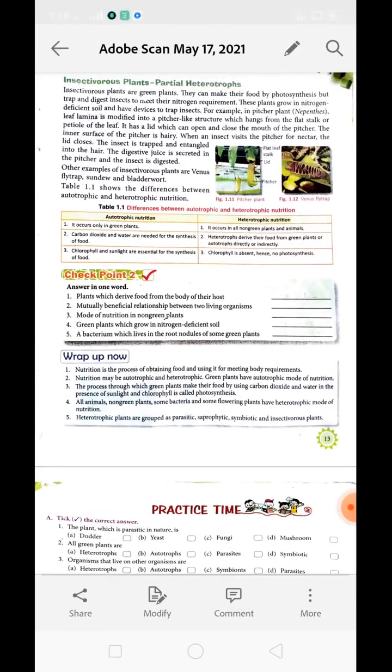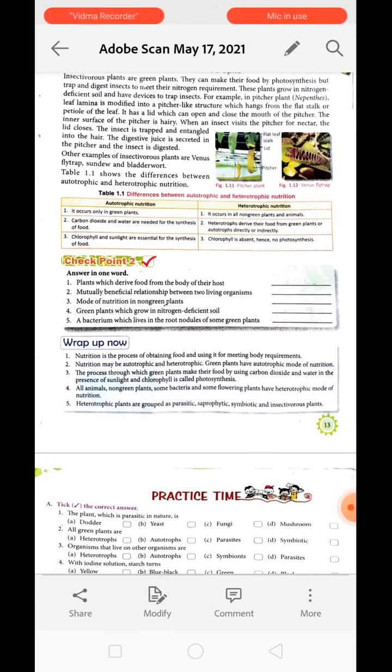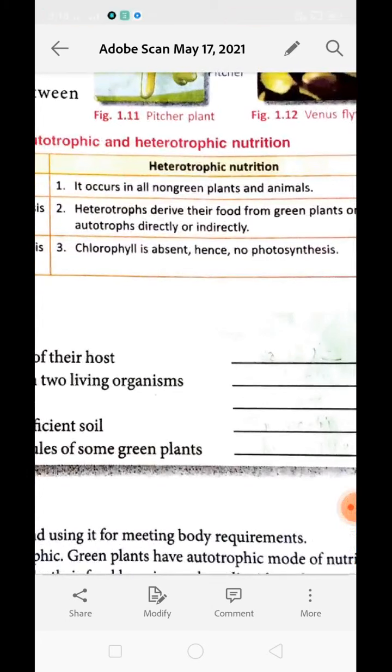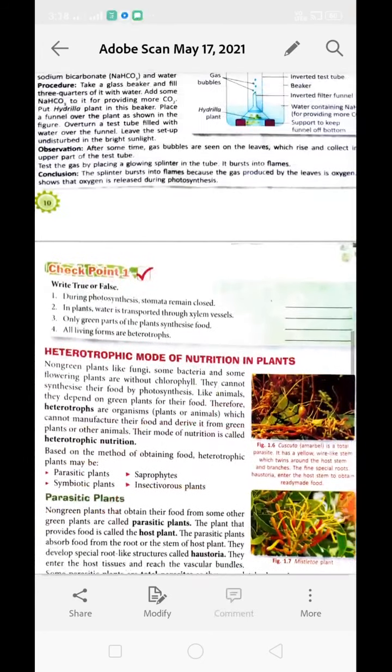Basically, autotrophic is a mode of nutrition in which green plants perform photosynthesis to prepare food. To perform this process, they need carbon dioxide, water, and sunlight. Whereas in heterotrophic mode of nutrition, they take food directly or indirectly from plants. The heterotrophic animal can feed on any animal, or they can directly feed on plant matter. Clear? They do not synthesize their own food because they do not have chlorophyll in their body. Clear? Now we will discuss question answers.